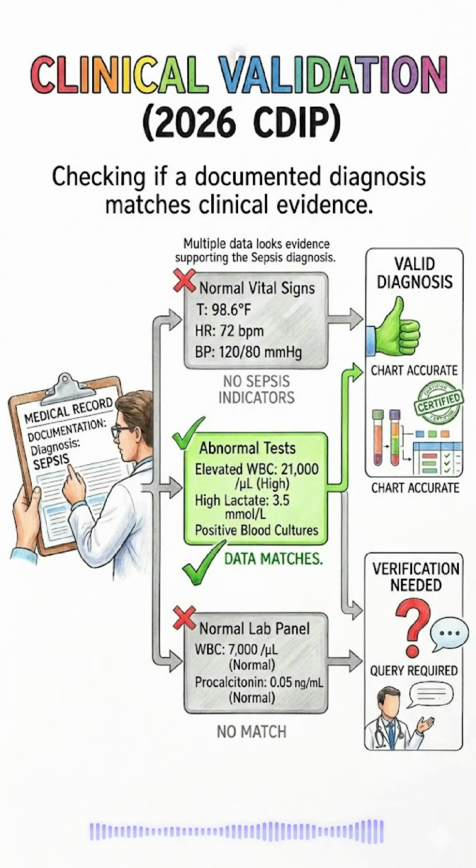26. What does clinical validation mean when you are reviewing a patient medical chart for accuracy? It means checking if the patient actually has the disease, based on their clinical test results. If the clinical indicators do not match the written diagnosis, you must query the attending physician.